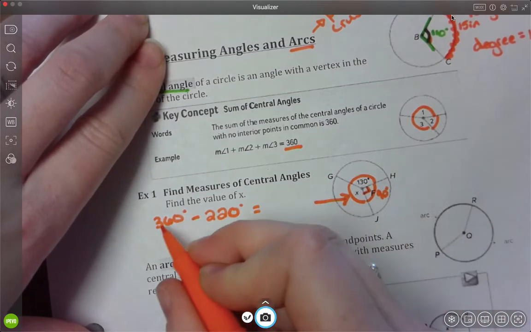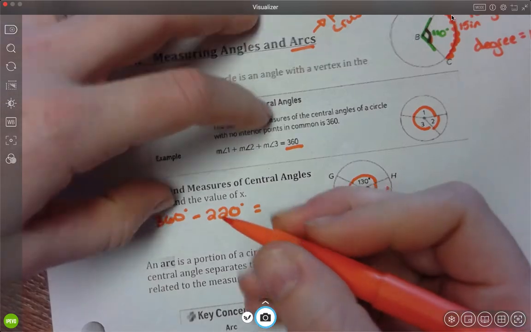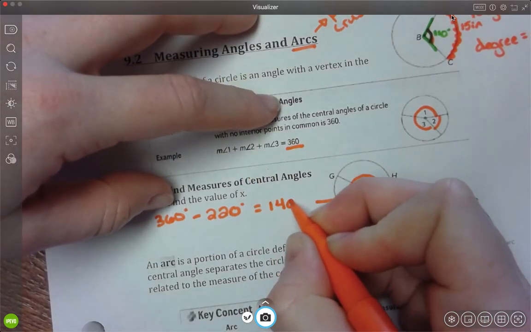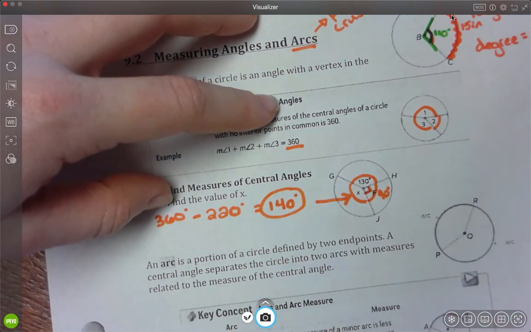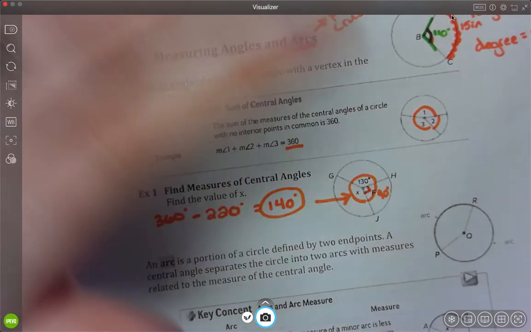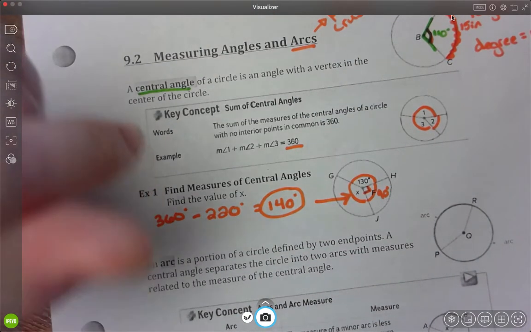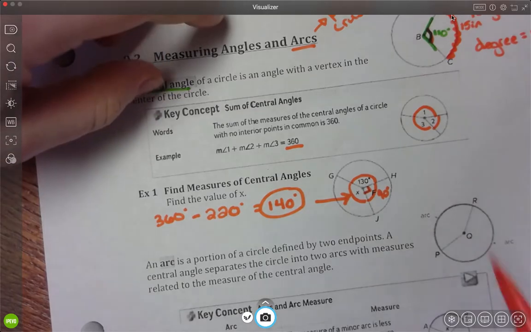360 minus 220, do some of that in your head. 36 minus 22 is 14. So I have 140 degrees is what my angle x is. That's way faster than getting my clunky old calculator out. Try to do as much in your head as you can.